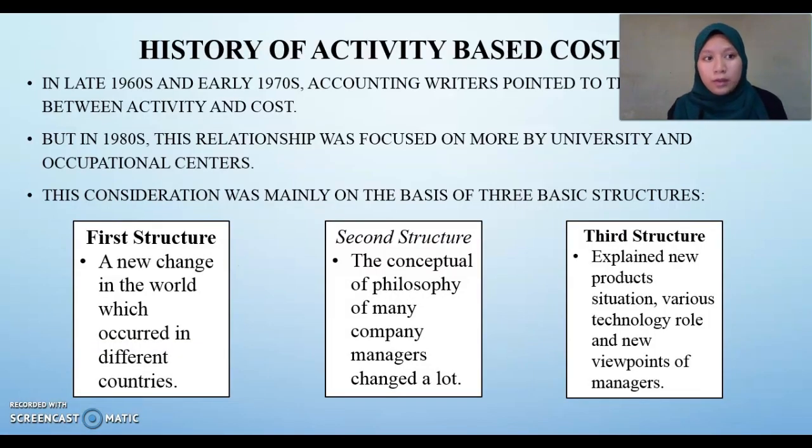History of ABC. In the late 1960s and early 1970s, a writer pointed to the relationship between activity and cost, but in 1980, this relationship was focused on more because of reflection on the weakness or shortcoming in the common accounting system. The consideration was mainly on the basis of three basic structures.